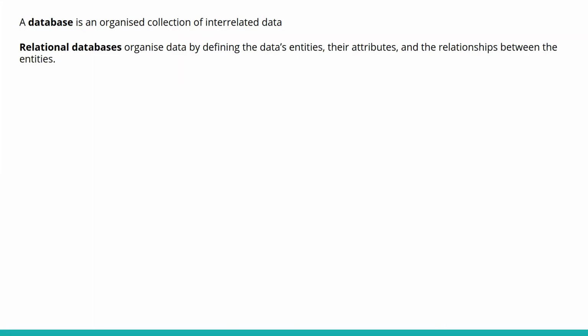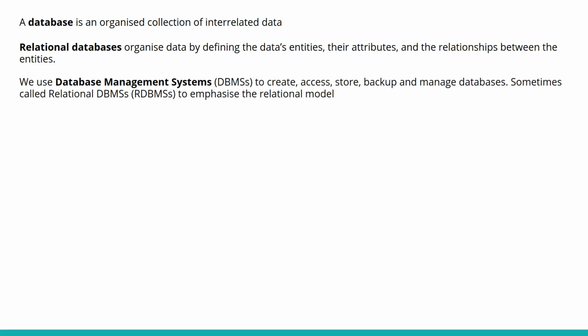So we have this idea of a database, which is just an organized collection of interrelated data. Interrelated is kind of implied, and organized, why would you want it another way? So the definition is fairly trivial. But what we actually care about is relational databases. There are 3 things that we need to remember about relational databases. It has to do with how we organize the data: entities, attributes, and relationships. Those are the key things to remember.